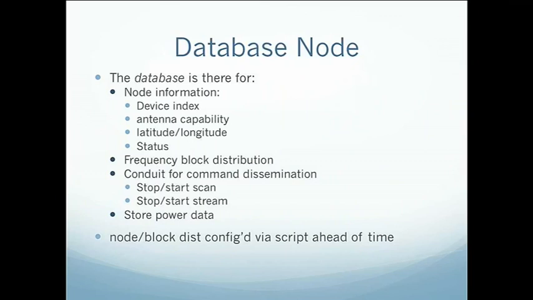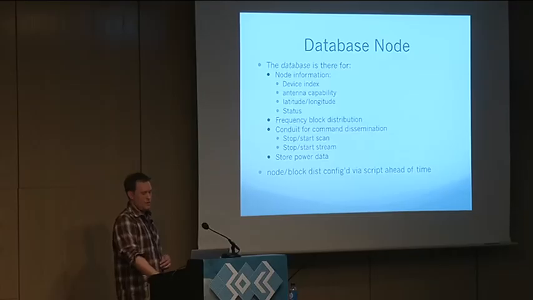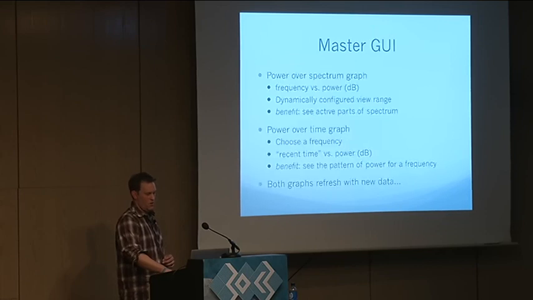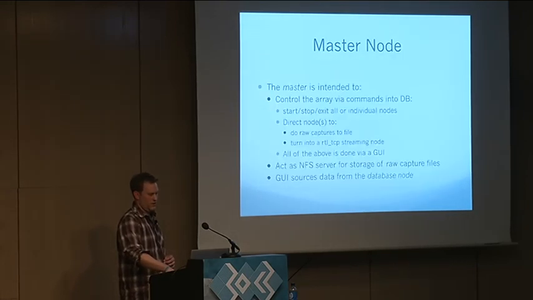Slave nodes again. The database node is there just to store information about all the nodes: physical location, longitude, latitude, things of that nature, the actual device index on the machine, and its current status as to whether it's scanning or not. Also, it stores the frequency block distribution, how each of the slaves chooses which frequencies they're scanning. And all this is configured ahead of time. I admit I'm running out of time, so let's see, I'll show you a couple things here.